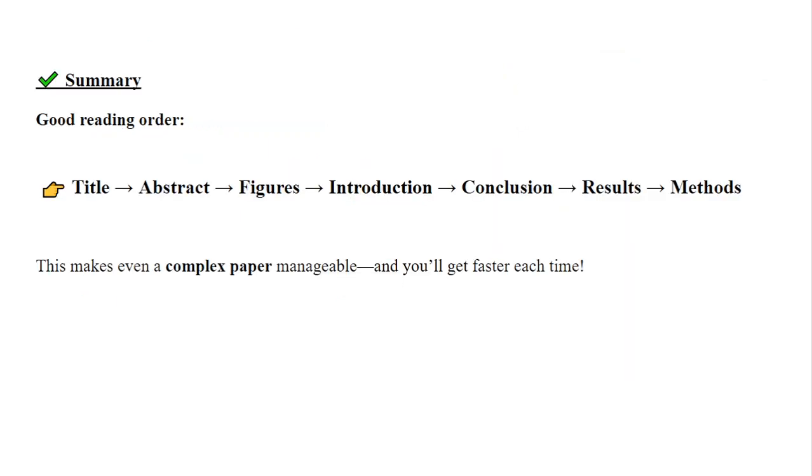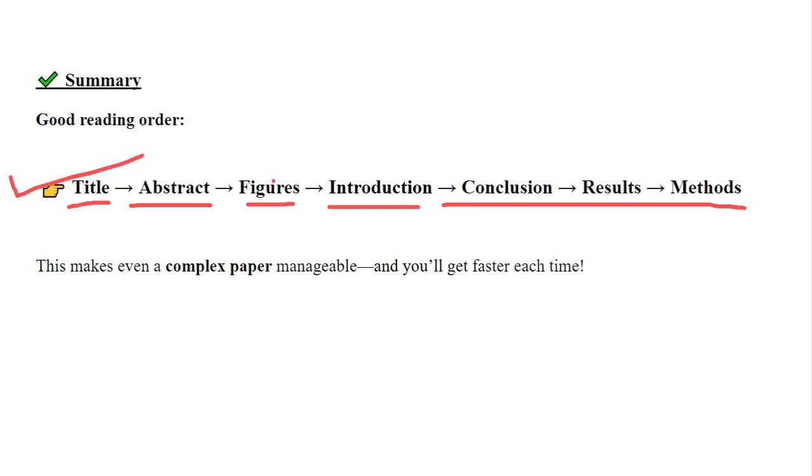The summary. We will come to the last slide. We should conclude all those things one more time. First, the title is important. Abstract is second most important. Figures are also important. Introduction is important. Conclusion, results, and methods are also important. You should read properly in this way, and you will definitely get 100% knowledge in this paper, and you will learn a complete research paper more easily.